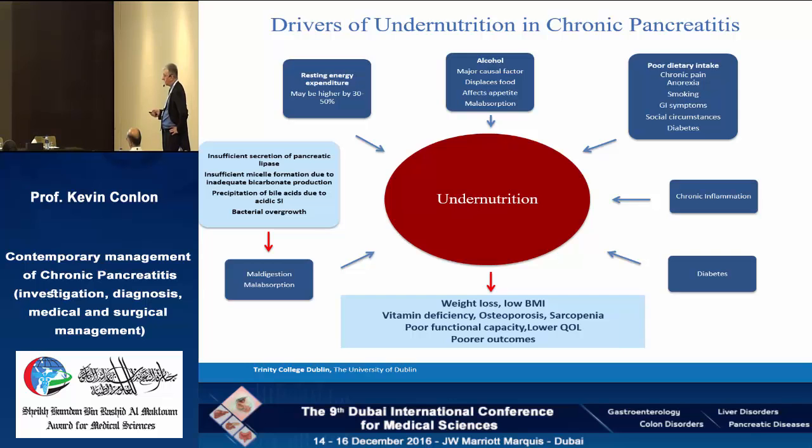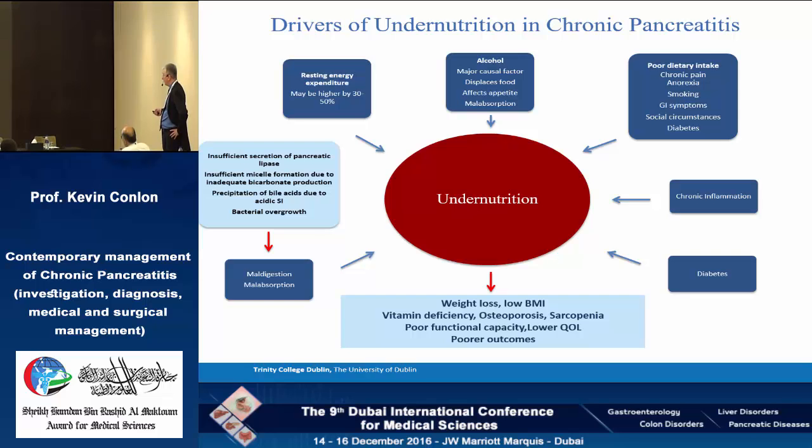One of the problems, as I've alluded to, is that many of these patients are taking excess alcohol. This is a problem because not only is the alcohol causing damage to the pancreas, and we can go through that in the future if you want, but it displaces food, it affects appetite, and it causes a degree of malabsorption on its own, of course. And the problem then is alcohol leads to poor dietary intake, they also smoke, social circumstances are not good, they end up with a chronic inflammation, they may have diabetes.